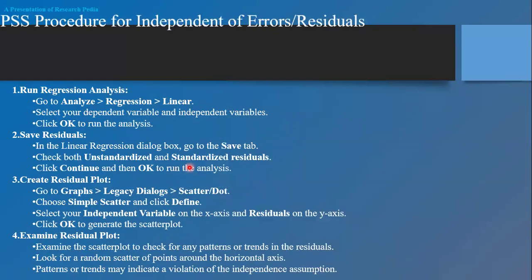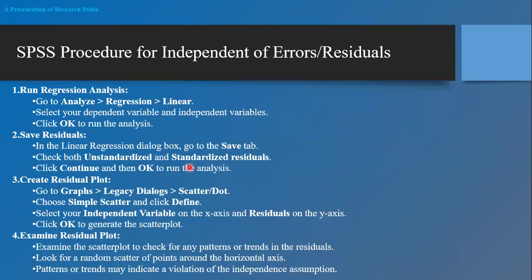So how do we analyze the independence of error or residuals? We need to go to Analyze, then Regression, then Linear. Select your dependent variable and your independent variable. Save the residuals in the linear regression dialog box. Go to the Save button. Check the unstandardized and standardized residuals. Click Continue and then click OK to run the analysis.